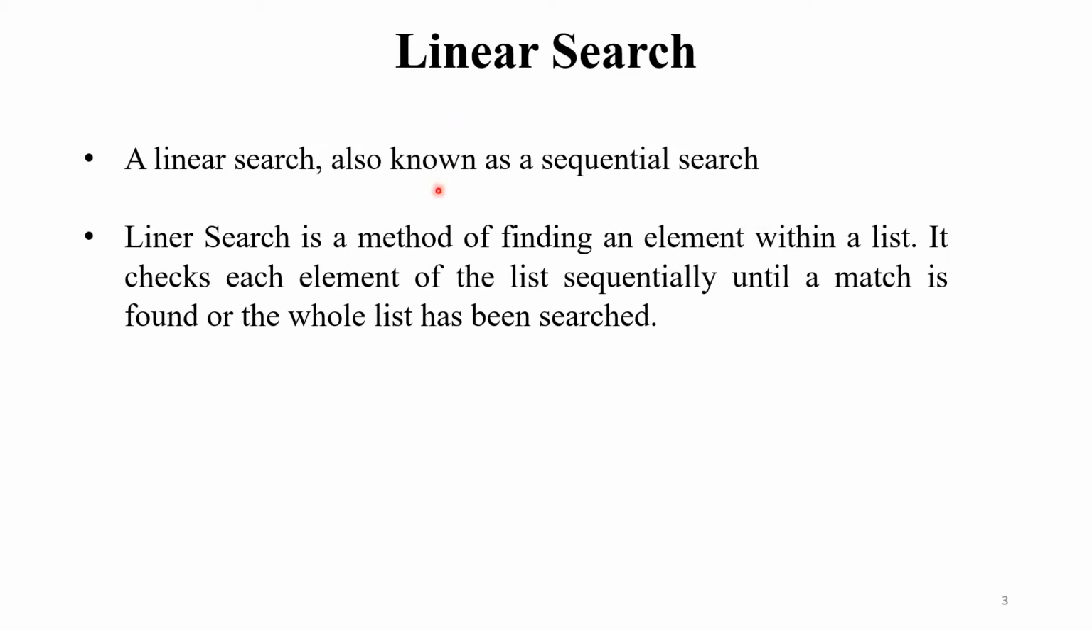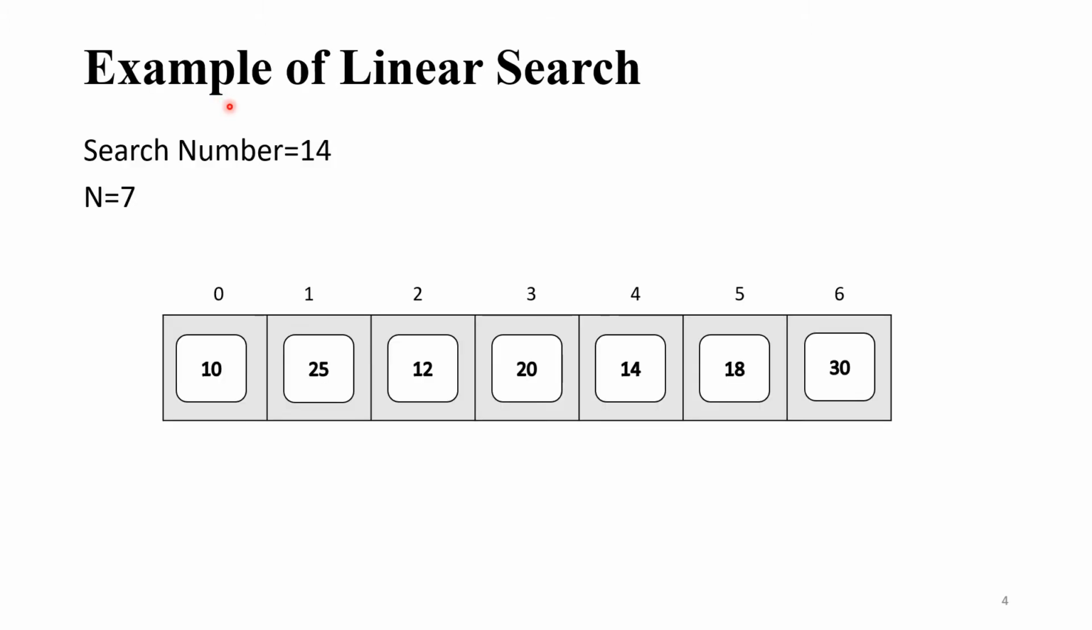Linear search. Linear search is also known as sequential search. In linear search, we search elements one by one. Linear search is a method of finding an element within a list. It checks each element of the list sequentially until a match is found or the whole list has been searched.